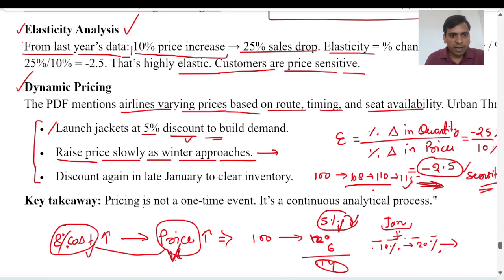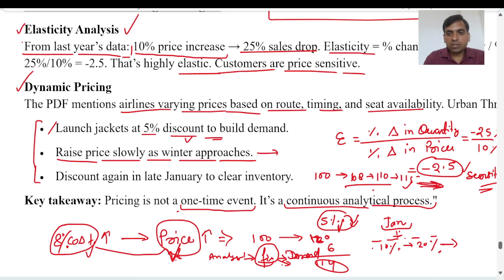And key takeaways: price is not a one-time event. This is the most important line. It is a continuous analytical process. So we can't fix the price in a single way. We need to analyze the price again and again and fix the price again and again. And this fixing of price depends on demand.